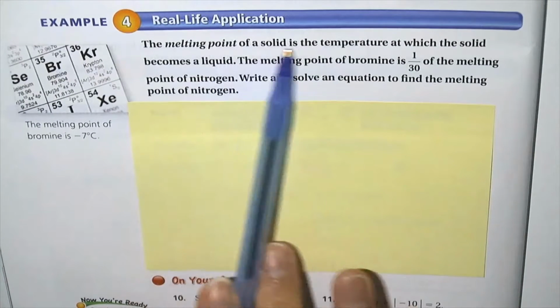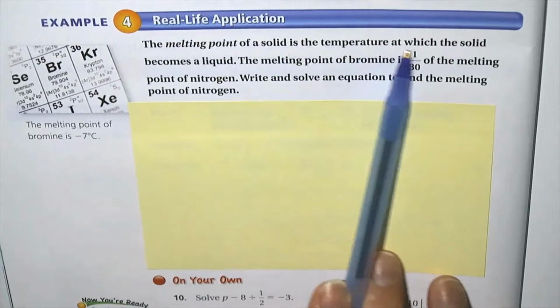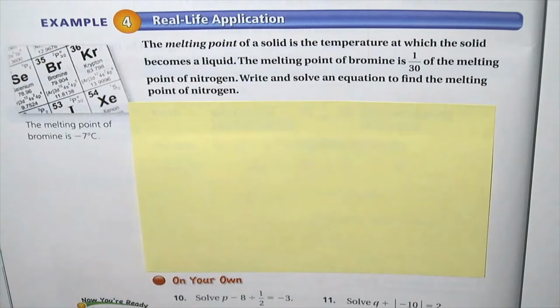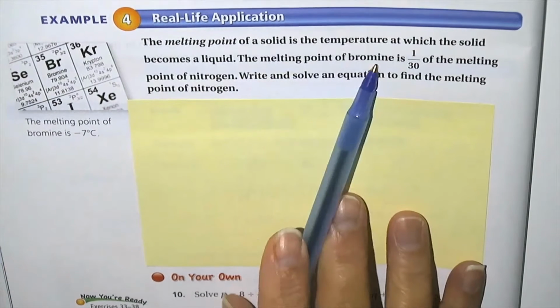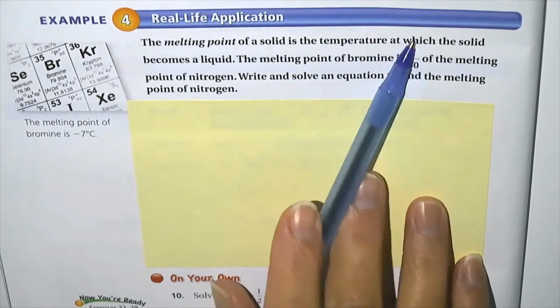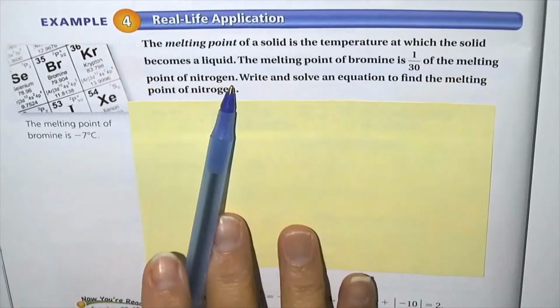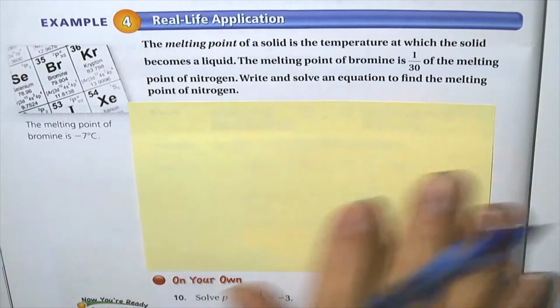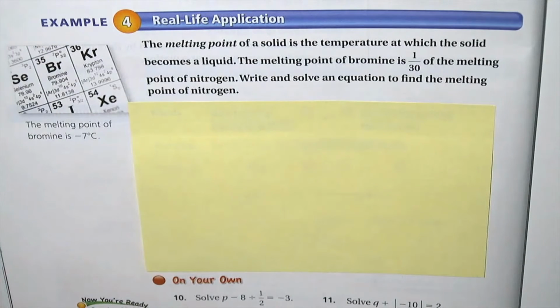The melting point of a solid is the temperature at which the solid becomes a liquid. That's a definition. We don't really need that. That's science stuff, not our math stuff. So we don't really need that. The melting point of bromide is 1/30 of the melting point of nitrogen. That we need. Write and solve an equation to find the melting point of nitrogen.